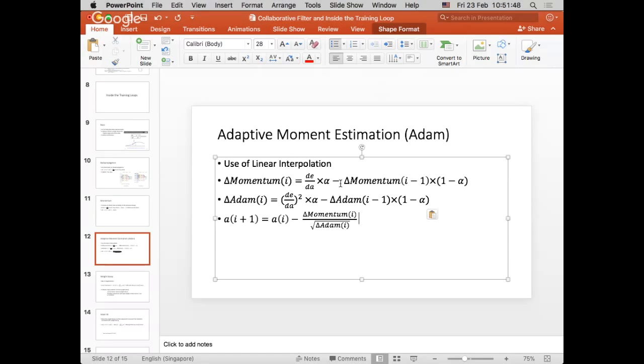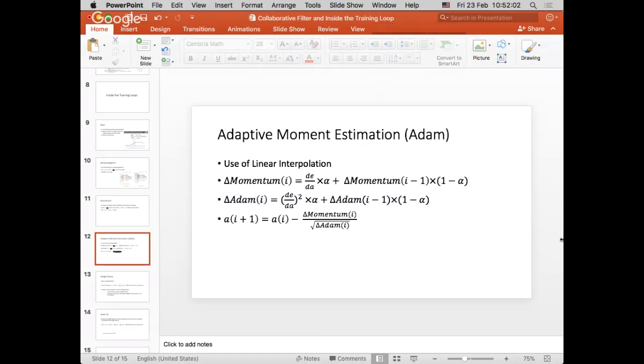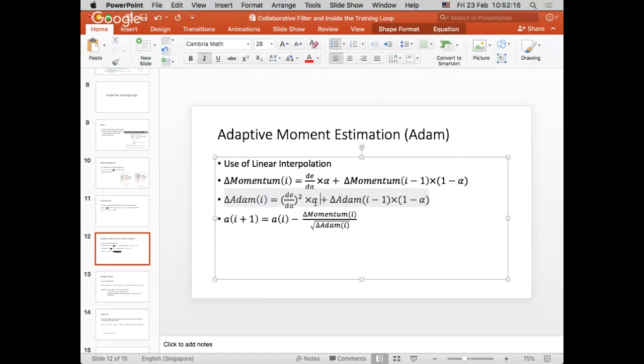Can't you have different 1 minus parameters in these two lines? Like the one is the momentum, the other one is Adam. Yeah, you could have different parameters. I just wanted to make it easier to understand because there's A and there's B. Yeah, you can have different ones.